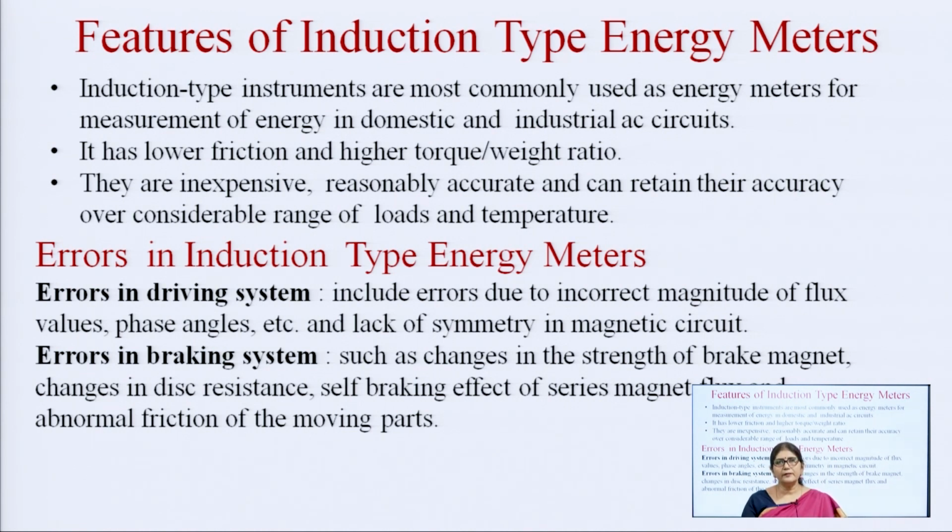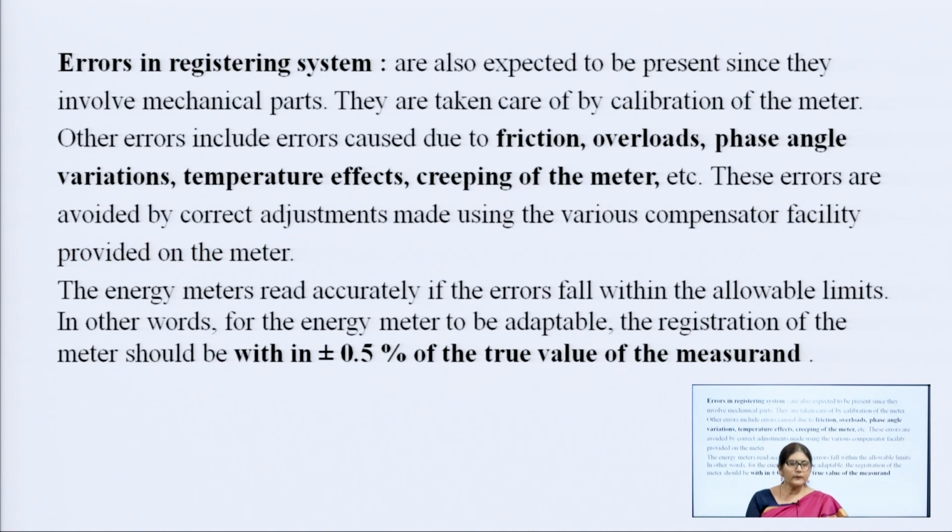The first error is produced in the driving system. Driving system error means there is a phase difference or lack of symmetry in the magnetic field, and because of that the error is produced. Similarly, in the braking system, there is a change in disc resistance, and there is always some friction generated when there is a moving part. Because of these two, there is error due to the braking system.